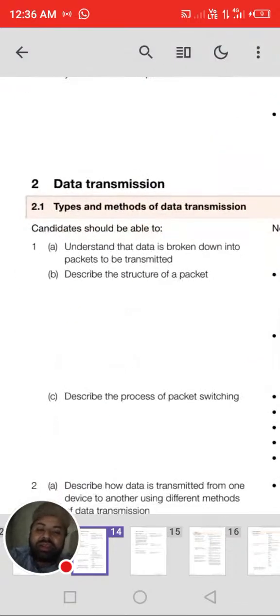And then comes the data transmission. The second part is for paper one, and what is it? Types and methods of data transmission.